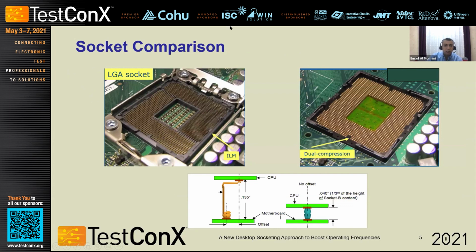On the left side is an image of the LGA socket. Again, you can see the pin field with decoupling capacitors placed here. On the bottom side, we can see a cross-section of the LGA socket pin. It's a cantilever pin, as you can see here, soldered down. This socket will be soldered down to the motherboard.